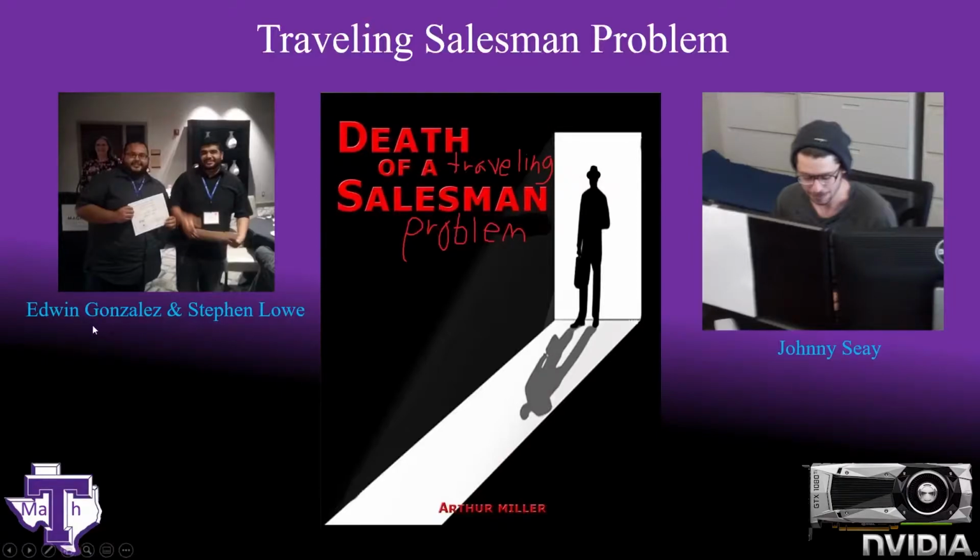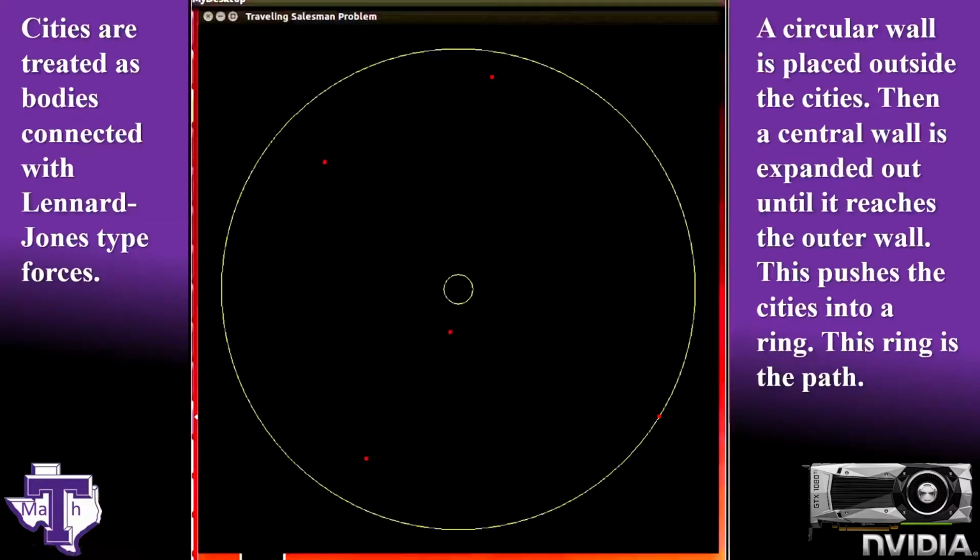So I got a couple of students to work on it, and this is many, many years later. First, Edwin Gonzalez and Stephen Lowe started working on it, and then Johnny C. picked up the problem after that. So the basic idea is we put a Lennard-Jones potential between each of the cities and have their natural length as the way they want to stay.